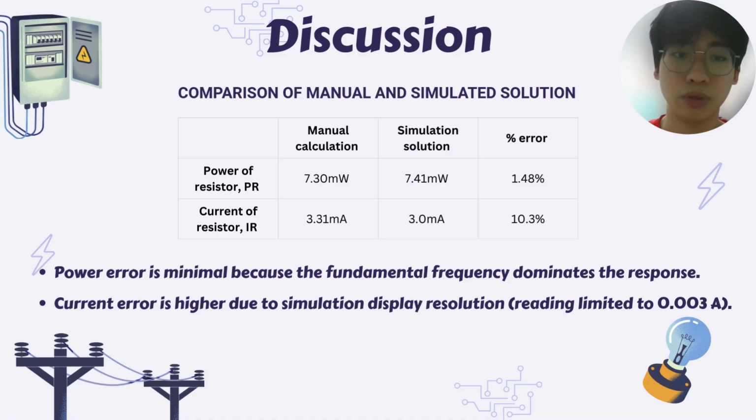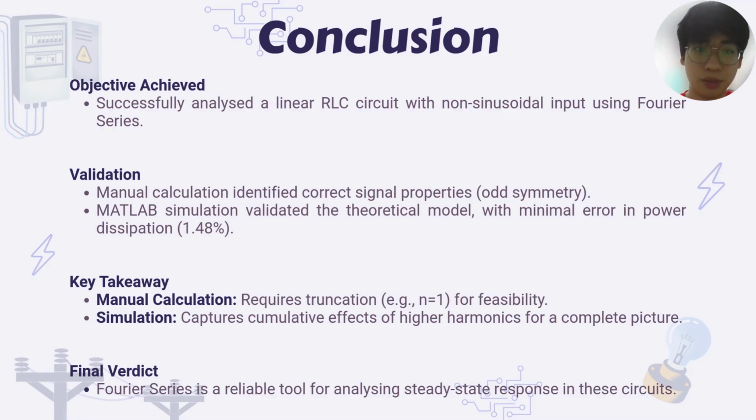However, we will notice that the current has a higher error of 10.3%. This is not a calculation failure, but rather a limitation of the simulation display. The simulation output rounded the reading to 0.003 amperes, which lost some precision compared to our exact manual calculation of 3.31 milliamperes.